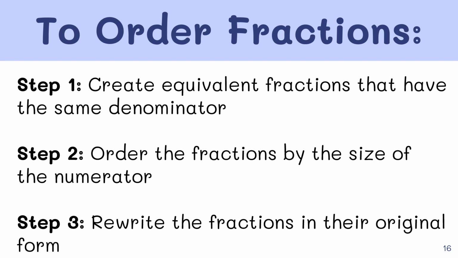Here is a general set of steps for ordering fractions. Step 1 is to create equivalent fractions that have the same denominator. Step 2 is to order the fractions by the size of the numerator, and then rewrite the fractions in their original form. So you're going to force them to have the same denominator, and then look at the numerator, and that's going to tell you how to order your fractions. Then you're just going to rewrite them to their original form to get your final answer.